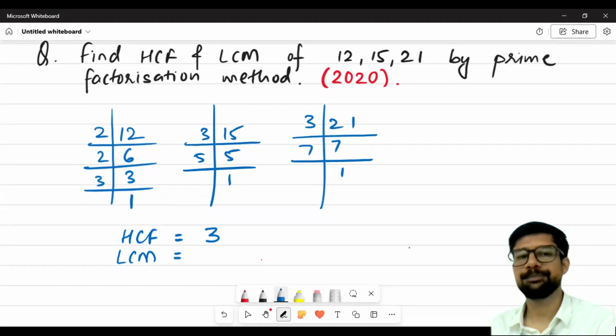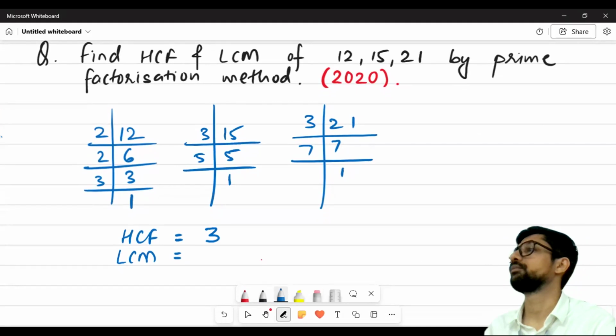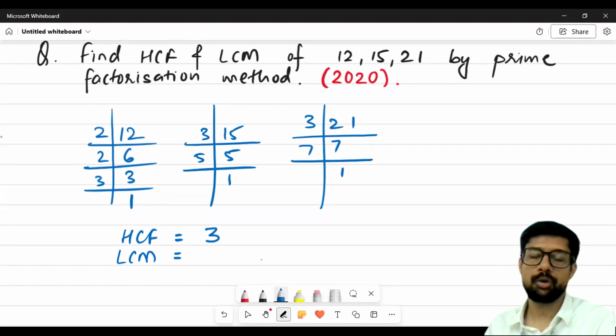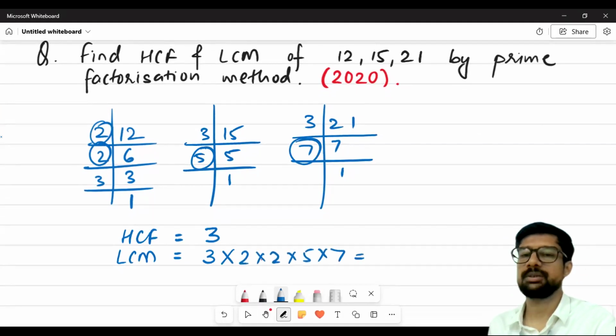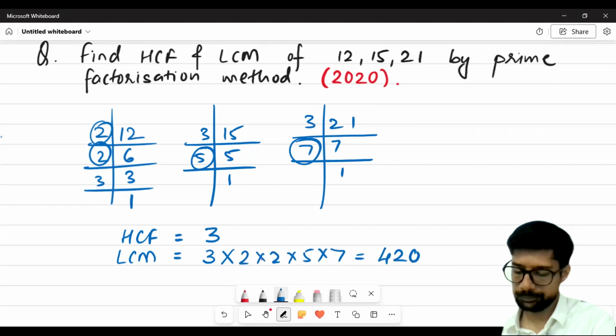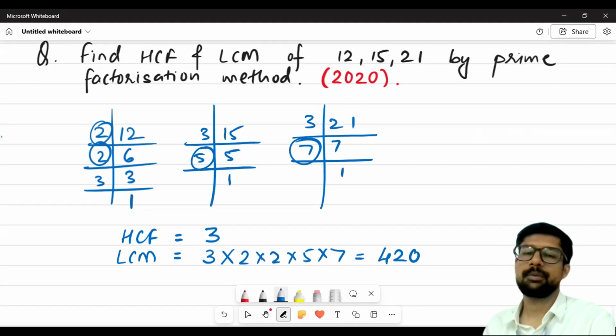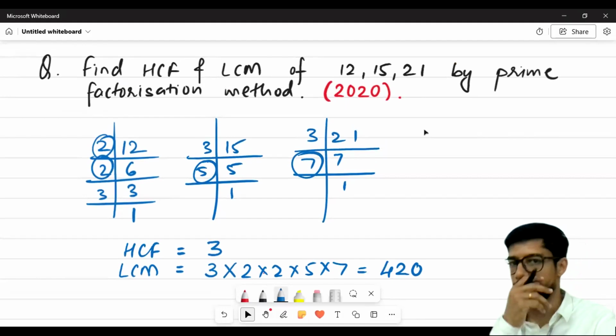And LCM would be 420, है ना? तो जो common number हमने HCF में लिया है, that will be included, and rest all remaining individuals will be included under the LCM. And yes, the product comes out to be 420. ठीक है. These kind of questions are in 2 markers, है ना? So it's just a 2 mark range. Let's see.